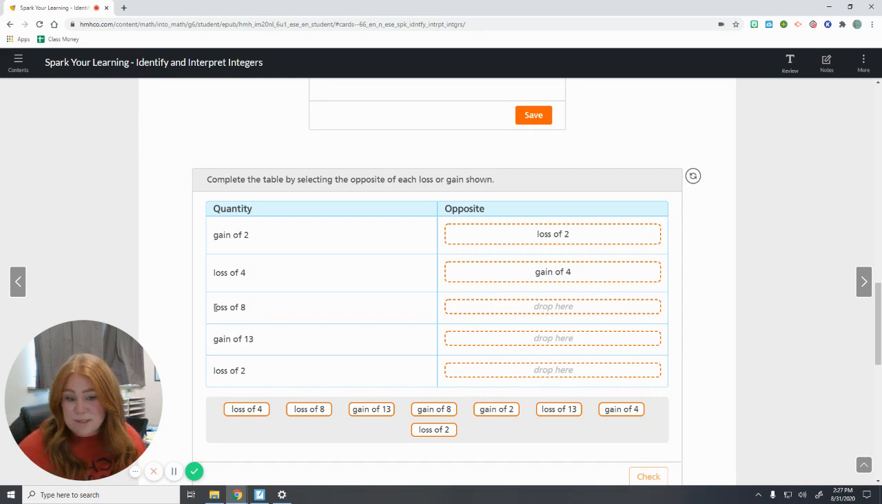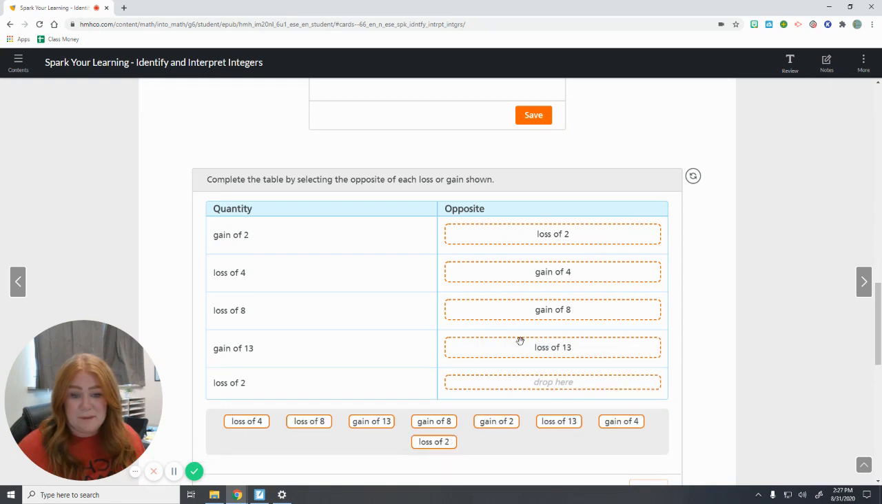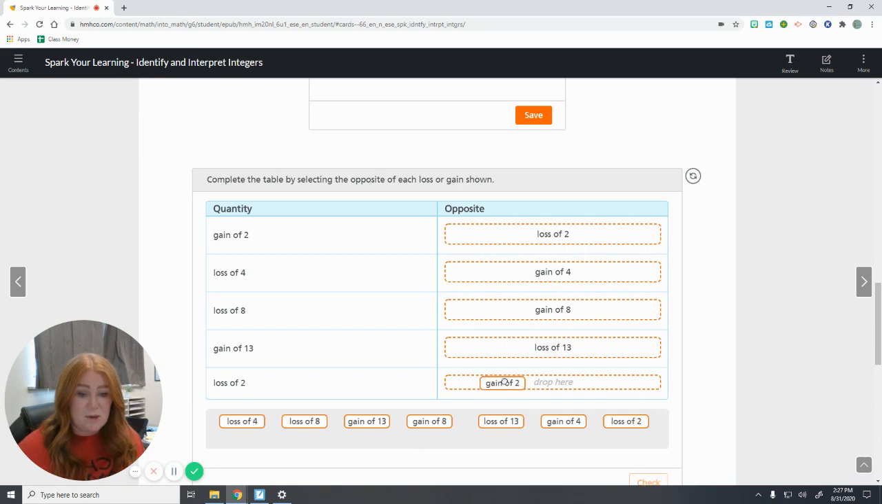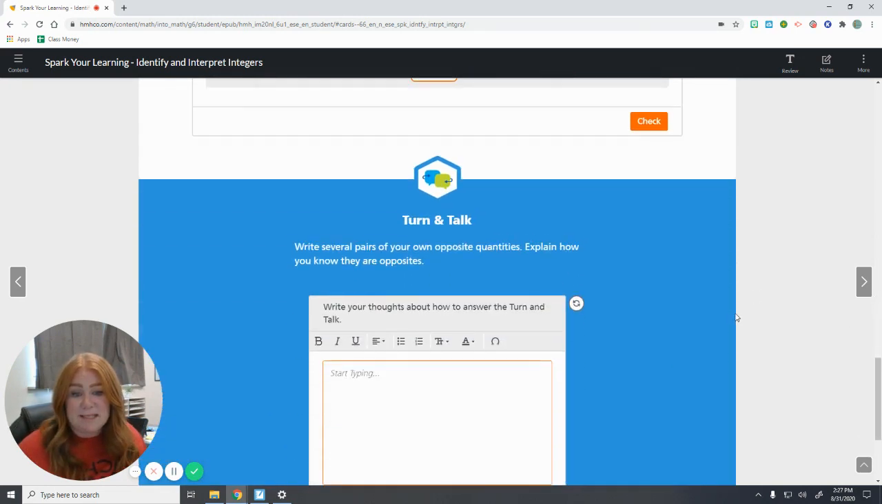This one is losing 8, so the opposite of that is to gain 8. If I gain 13, the opposite of that is to lose 13. And if I lose 2, the opposite of that is to gain 2. So I'm hearing that those words to gain and to lose are opposites. And I know when I'm gaining, I'm going positive, and when I'm losing, I'm going negative. So those words are also opposites.